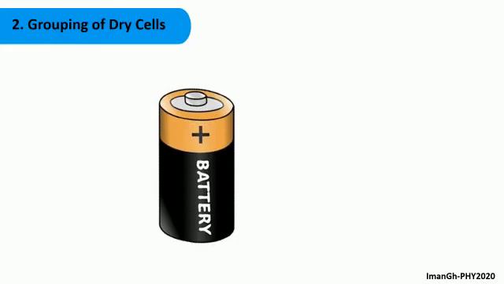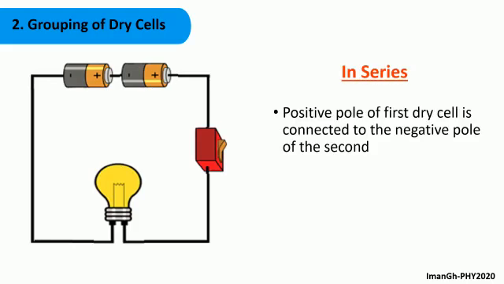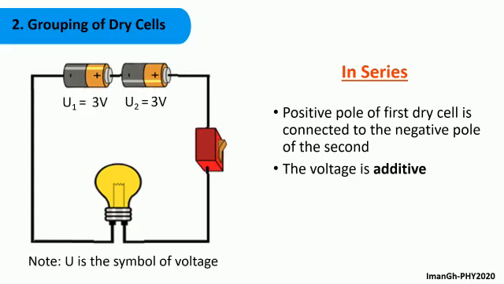We already know from previous chapters that a dry cell has two poles, a negative pole and a positive pole. Notice the following diagram. The positive pole of the first dry cell is connected to the negative pole of the second dry cell. Then we say they are connected in series. This is how you connect the dry cells in a flashlight. In this case, the voltage is added up. So the total voltage of these two dry cells is equal to 3 plus 3 equals 6 volts.